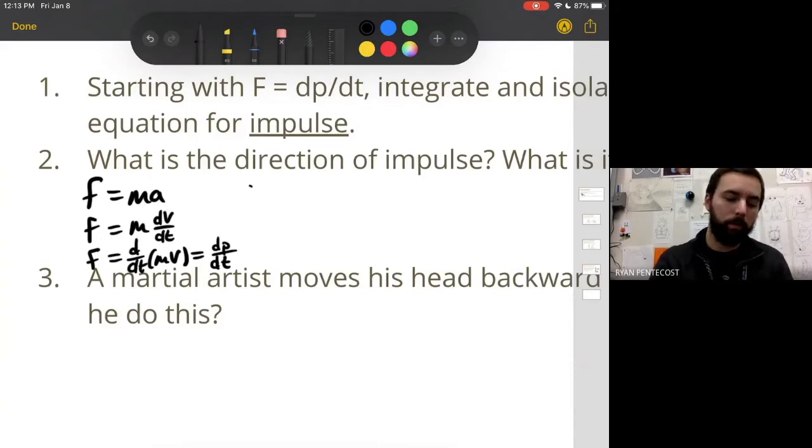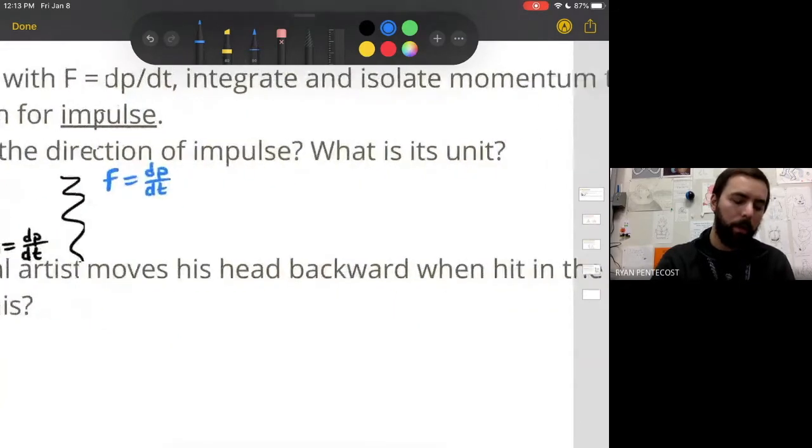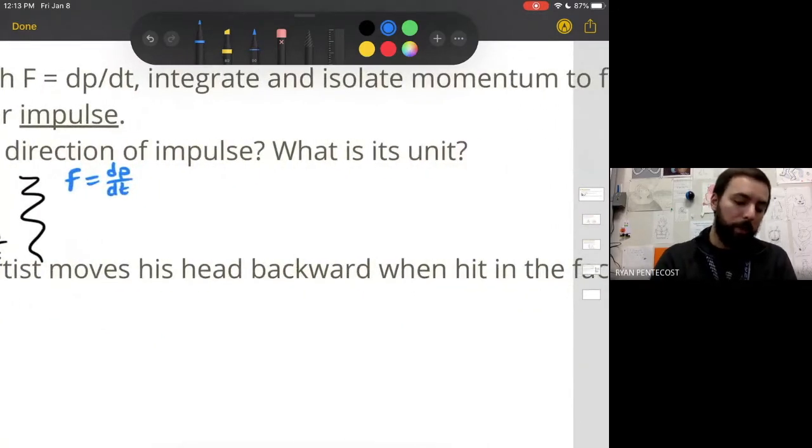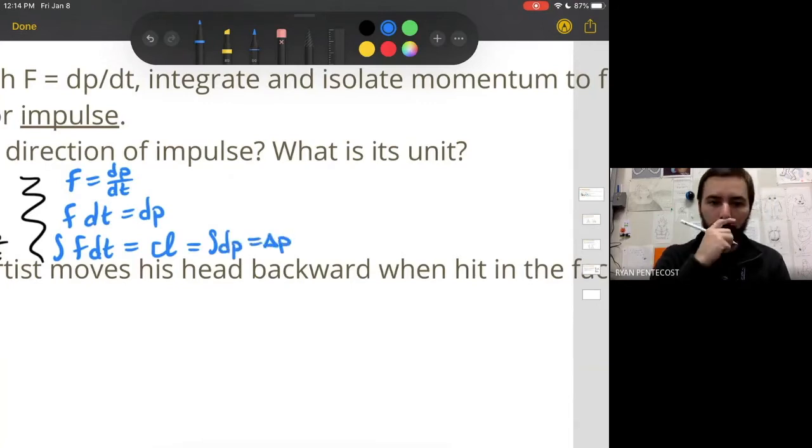So we've done that. Now we are looking for an equation for impulse. If we start with F equals dp over dt, we can multiply the dt to the other side, so you get F dt equals dp. Okay? And then if we integrate these two, the integral of force over time is actually an impulse. And if we integrate dp, that just means change in momentum, right?